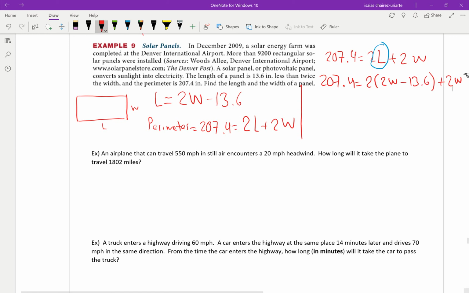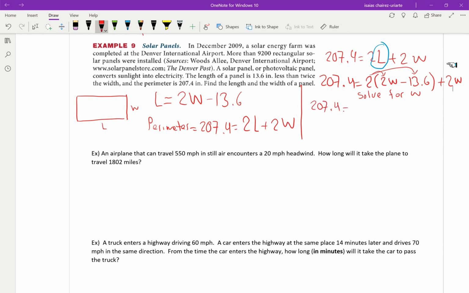And now this is good for me, because this equation down here only has W's. It doesn't have L and W. So now it's easy to solve for W. Let's solve for W. What I'm going to do is distribute this 2 and collect like terms.